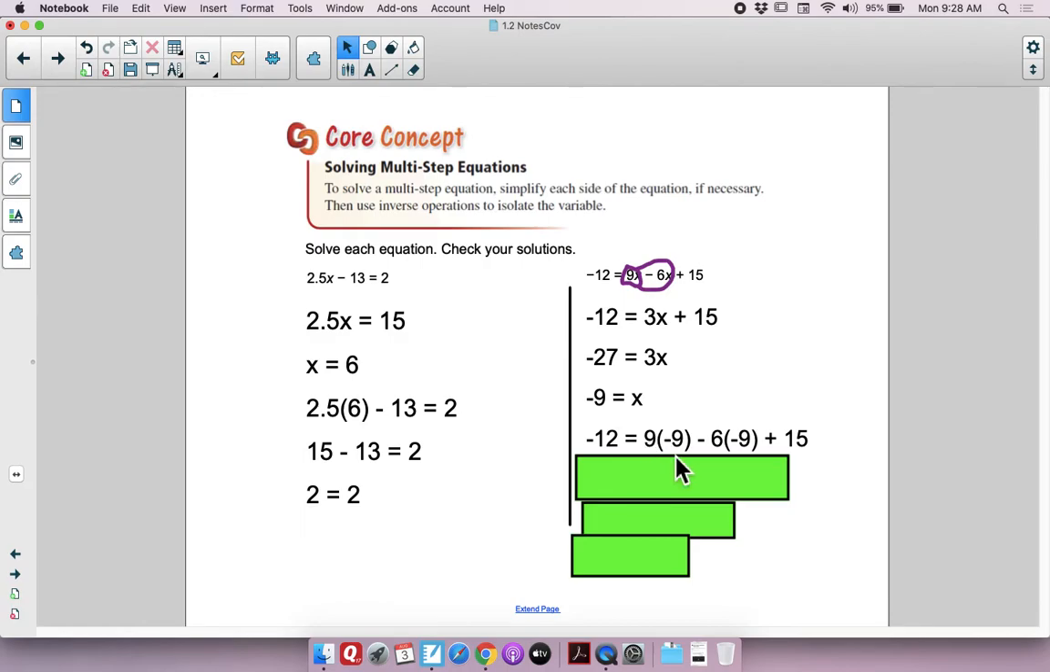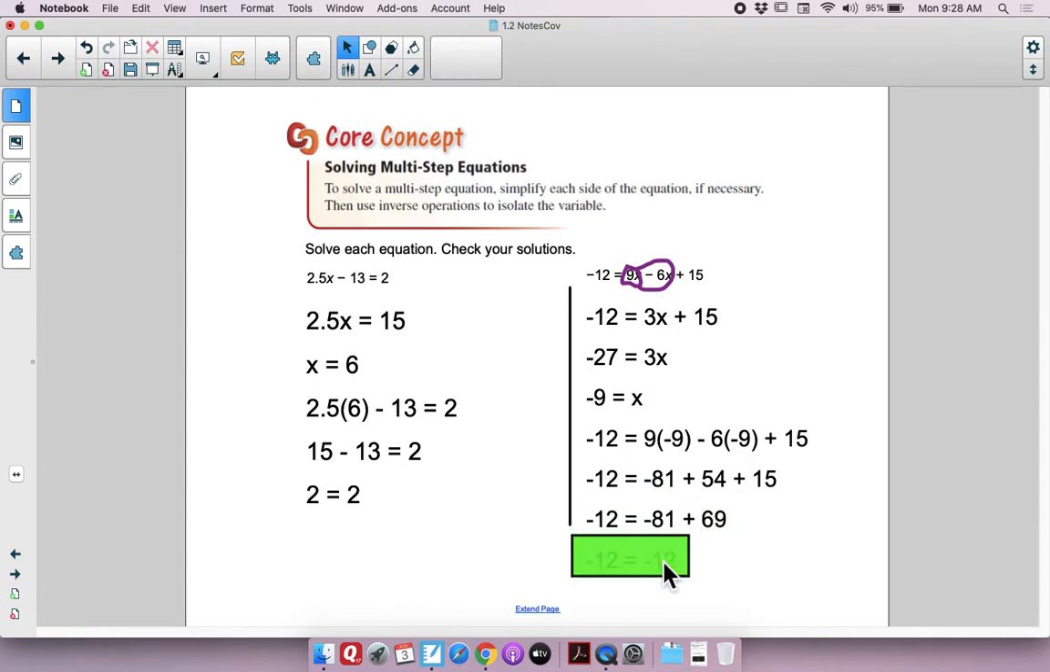9 times negative 9 is negative 81. Negative 6 times negative 9 is positive 54. And notice that if you combine 54 and 15, those are two positives. Again, it's all addition, so you can do any order you want, commutative property. That's 69, and 69 and negative 81 make a negative 12. Check, check.